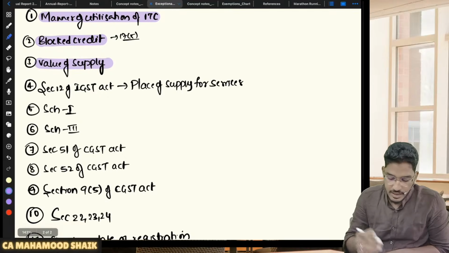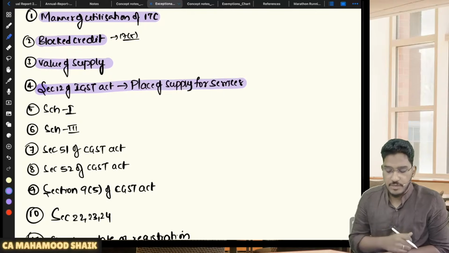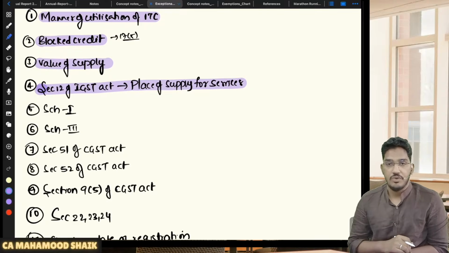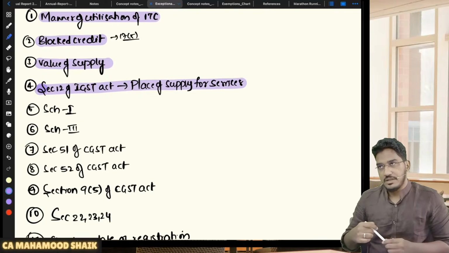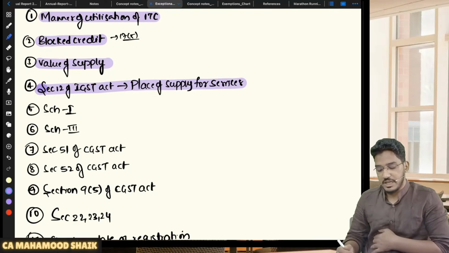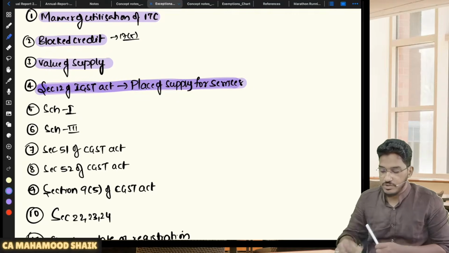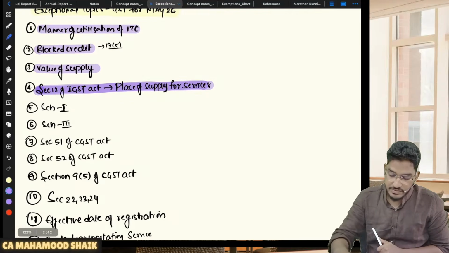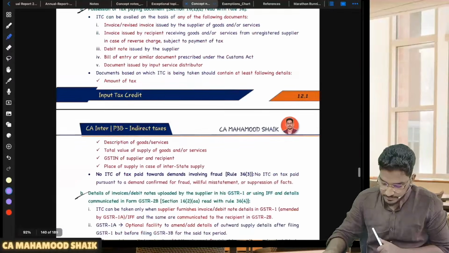Next, the concept I want to pick now is section 12 of the IGST Act, which talks about place of supply for services. How to determine the place of supply in case of supply of services. This is also one such area where questions are frequently tested. So I wanted to cover section 12 of the IGST Act, which talks about how to determine the place of supply in case of supply of services. That we will try to cover.